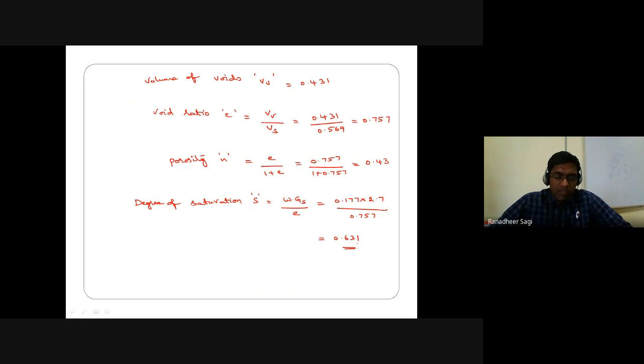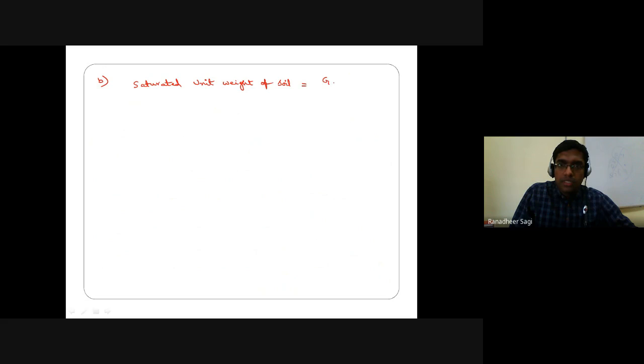In case B, we are asked to calculate the water content at which the soil becomes fully saturated and the corresponding unit weight of that soil at the fully saturated state. So this is part B of the problem: saturated unit weight. The bulk unit weight at the saturated condition of the soil is what we call the saturated unit weight. It is (Gs plus e) by (1 plus e) into gamma w.